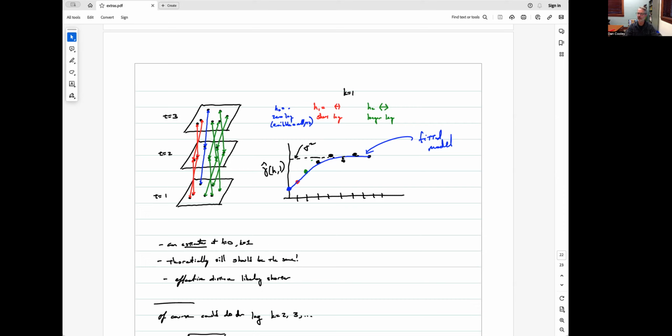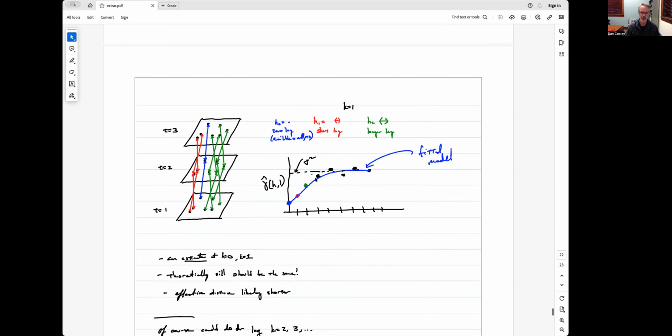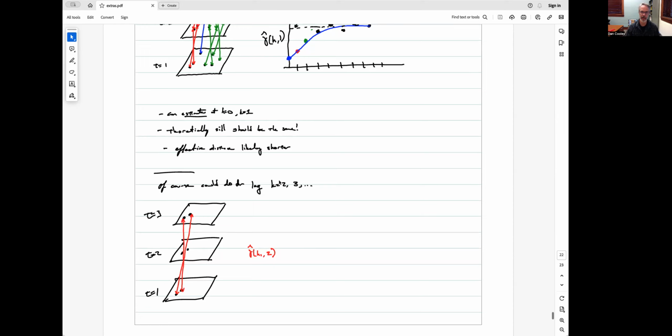And so we would expect this sill value to be basically the same at lag 0 and lag 1. The effective distance is likely shorter, and I didn't draw that well in this picture, but with a time lag of 1, it probably takes a shorter amount of spatial distance to get effectively uncorrelated data. Of course, we could continue to do this for lag 2 and lag 3. So lag 2 would look something like this.